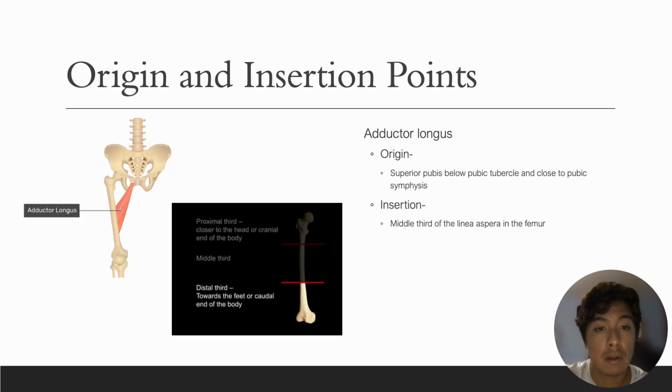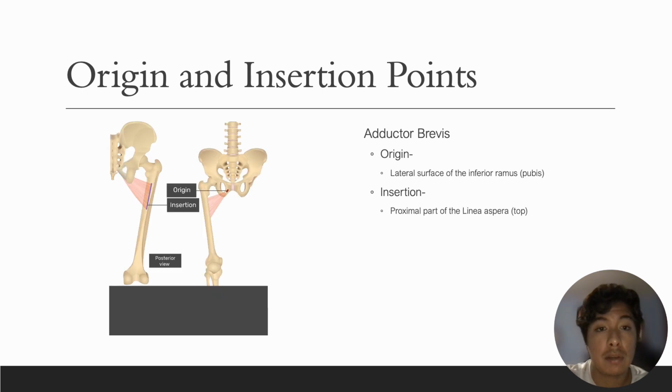For the adductor longus, the origin is the superior pubis, below pubic tubercle, and close to pubic symphysis, which is the center of that pubic bone. And the insertion is the middle third of the linea aspera and the femur. The adductor brevis, the origin is the lateral surface of the inferior ramus and the pubis, and the insertion is the proximal part of the linea aspera, the top part.